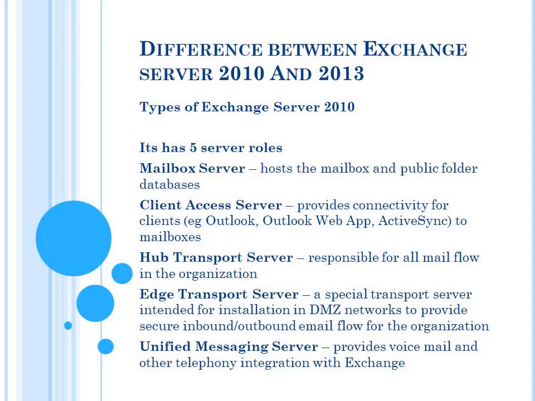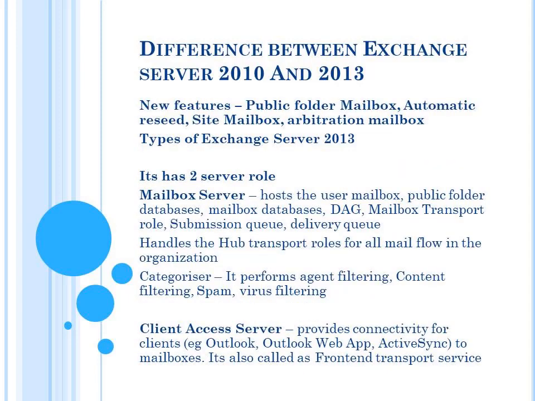These are the roles of 2010. In 2013 the roles are similar to 2010, but some features have been updated and upgraded, and new features enabled for performance as well as site resilience. We have only two roles, Mailbox Server role and Client Access Server role, where the Mailbox Server role does all the activities of the mailbox role as well as the transport role. It has the mailbox database, everything, and sends the request to the Client Access Server role using the hub transport.